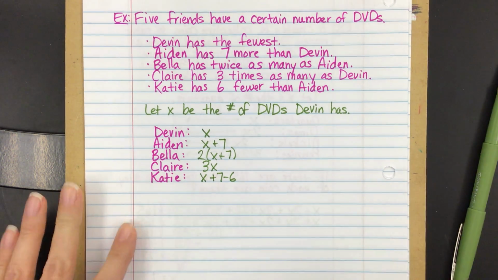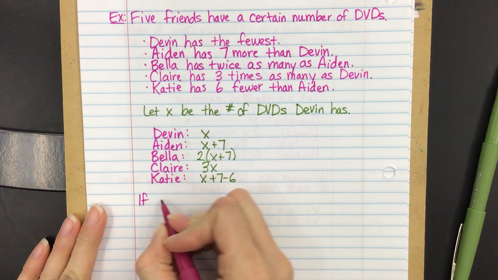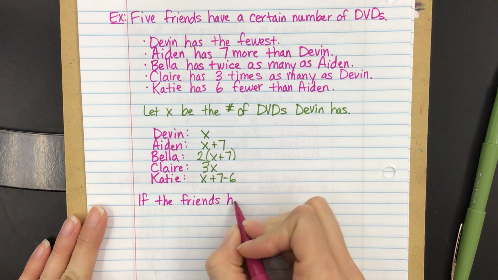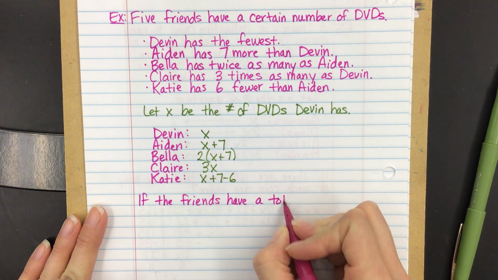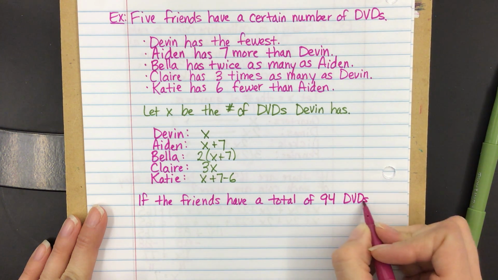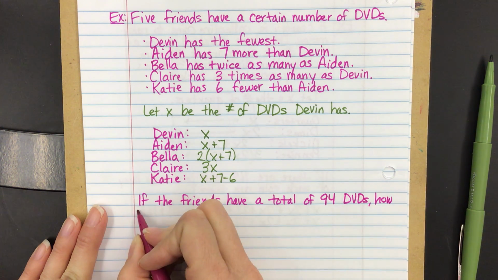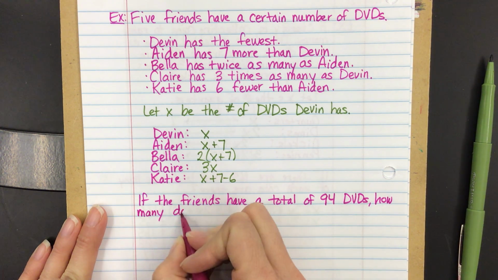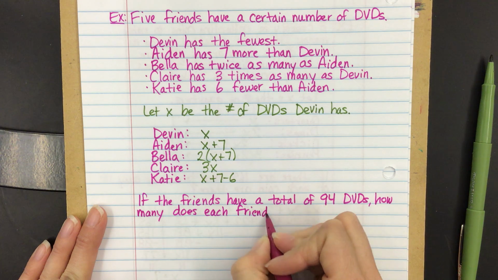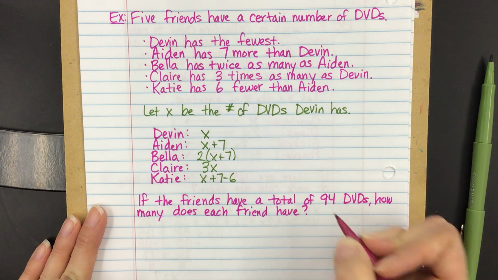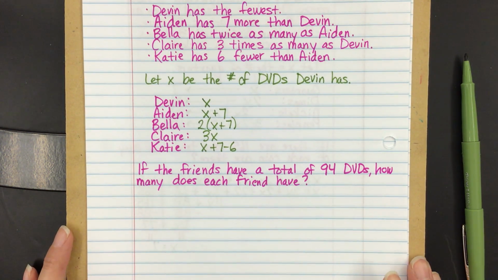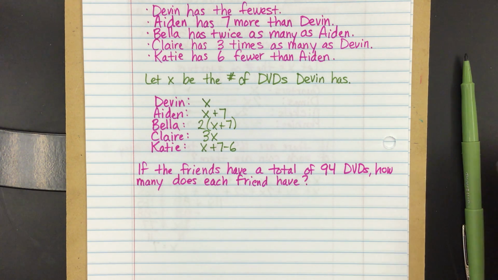Okay. Now the next part here says that if the friends have a total of 94 DVDs, how many does each friend have? Okay, I want you guys to try to write the equation, solve it, and then find out how many each friend has. I'll give you a couple minutes.